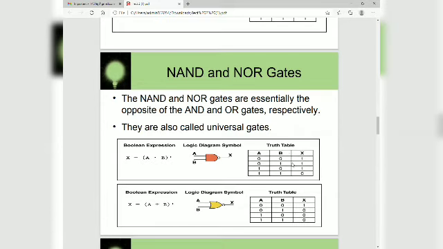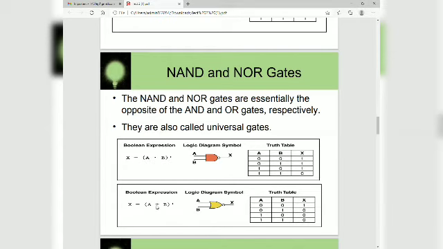This is the truth table of the NAND gate. If A is equal to 0 and B is equal to 0, then output is 1. If A is equal to 0, B is equal to 1, then output is 1. If A is equal to 1 and B is equal to 0, then output is 1. If both inputs, A and B, are equal to 1, then output is 0.